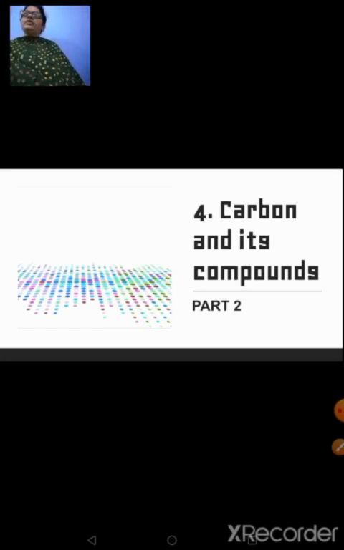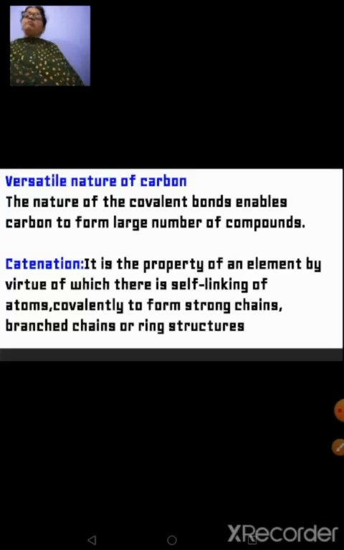Now in today's session we'll learn about the versatile nature of carbon and what makes carbon versatile in nature. There are two main properties which make carbon show this versatility. What are those properties? One is catenation and another one is that it is tetravalent. What do you mean by the word versatile? Ability to adapt itself. So carbon, because of catenation and being tetravalent in nature, is a versatile element.